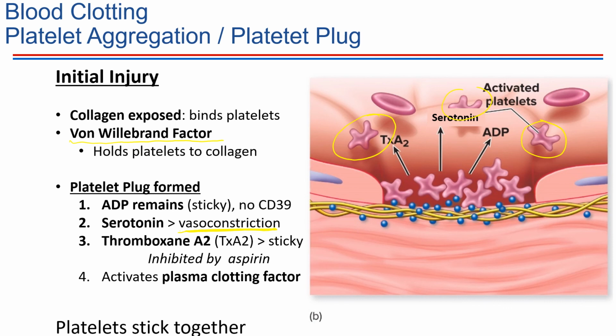All of this is coming down to initially try and slow down that bleeding until the big guns can come in, the fibrin, to really make the clot. To get that fibrin in there, this whole process here is going to release a plasma clotting factor. And there are a bunch of clotting factors that you're going to see in the next slides that are going to come out and cause the whole fibrin process to come in and make our clot. And that should conclude this section.